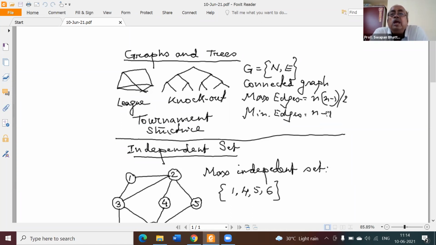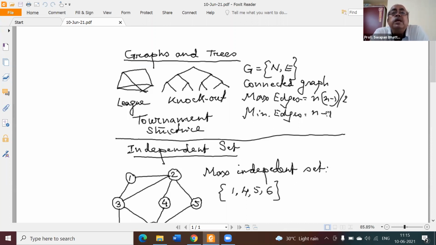On the other hand, if the nature of the graph is such that for any pair of nodes, there exists one and only one path, then it is known as a tree, the way we have shown by the side of the graph. And as a corollary, we can say that a tree cannot have a cycle. A tree will not have a cycle. And if the tree has n number of nodes, it will have n minus 1 number of edges.